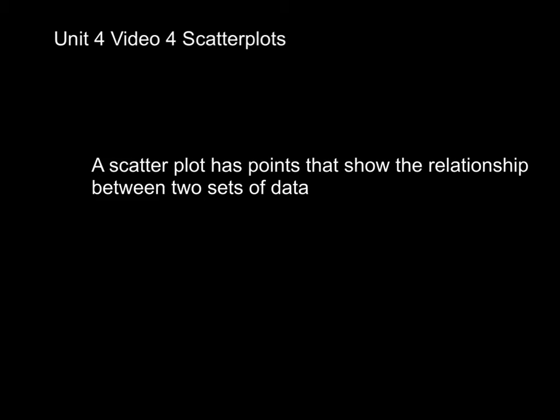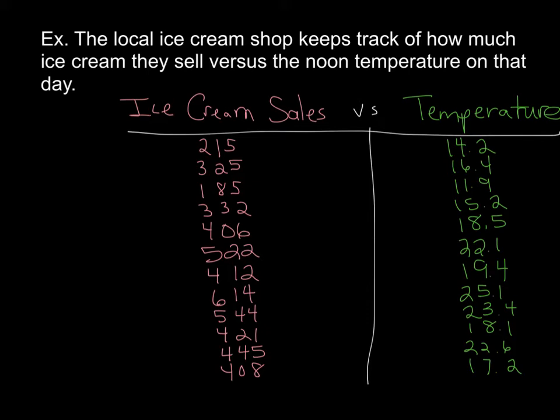Okay, Unit 4, Video 4 is all about scatter plots. A scatter plot has points that show the relationship between two sets of data. So here is our data. The example says the local ice cream shop keeps track of how much ice cream they sell versus the noon temperature on that day. So here in one column I have the ice cream sales, so these are the totals in hundreds, and on the right side there in the green I have the temperature in Celsius.